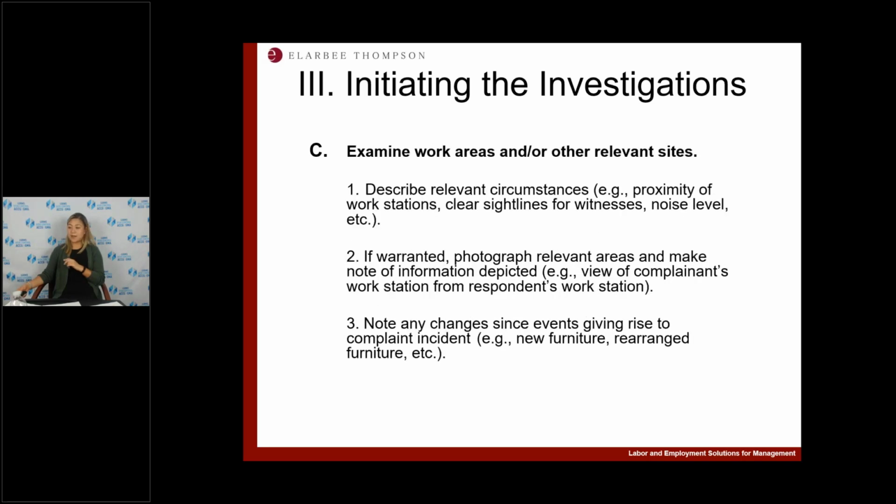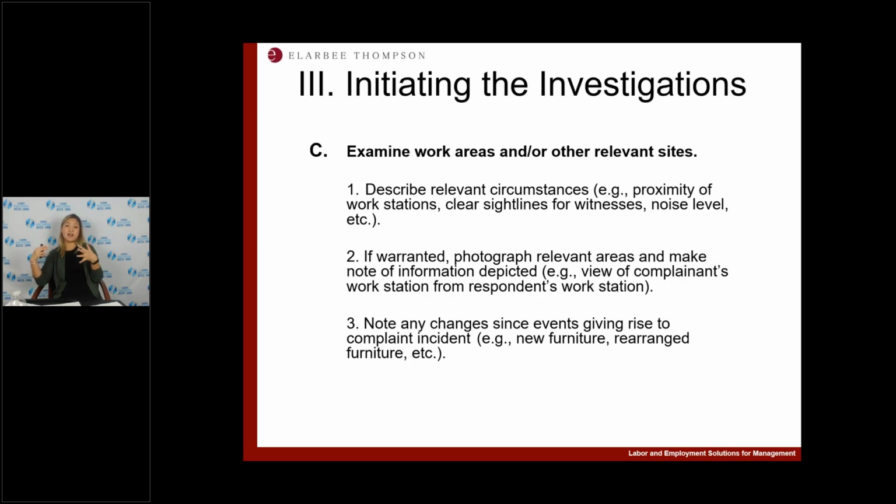All right, so this slide, I realize the order of it maybe should have been beforehand, but before you go into an interview, you want to examine work areas and other relevant sites. That's because it can be very hard to picture something when someone's telling you, well, I walked down the hall and Cindy's to the left and Rachel's to the right, and they were both screaming at me.